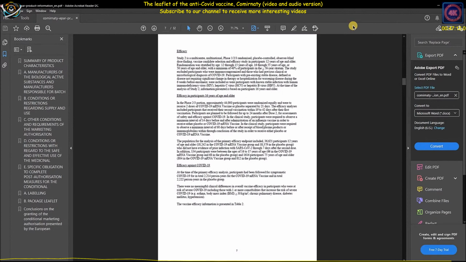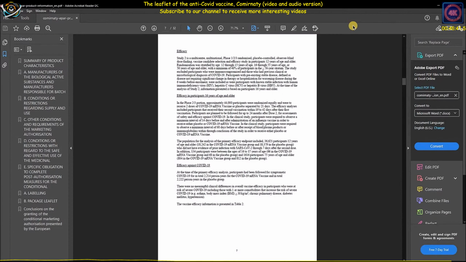1,616 participants 75 years of age and older, 804 in the COVID-19 mRNA vaccine group and 812 in the placebo group. Efficacy against COVID-19. At the time of the primary efficacy analysis, participants had been followed for symptomatic COVID-19 for in total 2,214 person-years for the COVID-19 mRNA vaccine and in total 2,222 person-years in the placebo group.